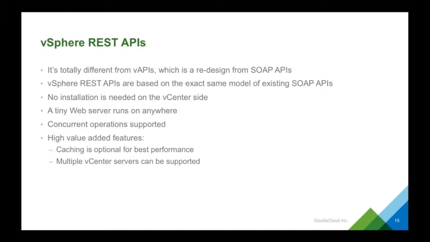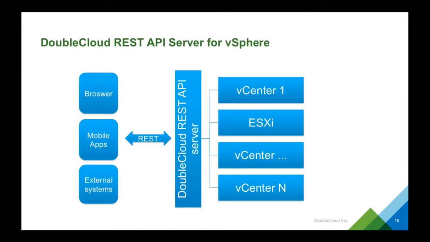With this approach, we can do a lot more than the normal SOAP APIs. For example, you can do caching, and you can scale out to manage different vCenters with the same API. But from the front end, it looks like one. So here is what the architecture looks like. In the middle is the API server. It can connect to different vCenter servers or ESXi servers. On this side, it talks the traditional SOAP API, and on this side, we expose it as the REST API. So this is like an adapter and also an aggregator.